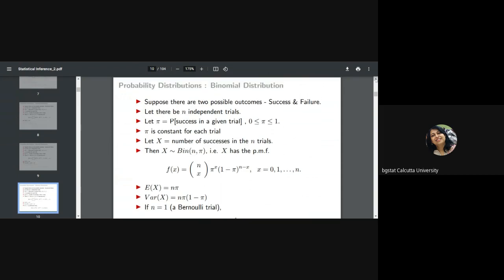So, we will define some fundamental probability distributions. The first is that of a binomial distribution. This is how a binomial distribution arises. We have to have some experiment which results in one of two possible outcomes. One example could be the one we saw in the previous set of slides, which is that of tossing a coin.